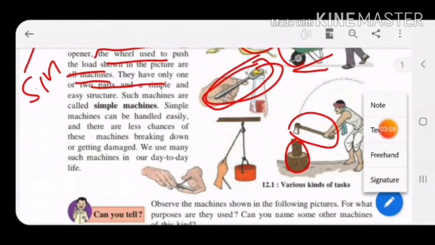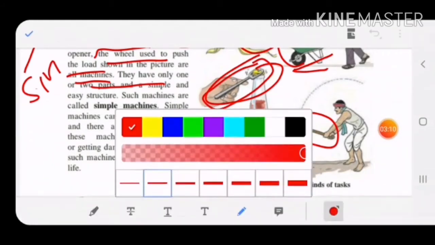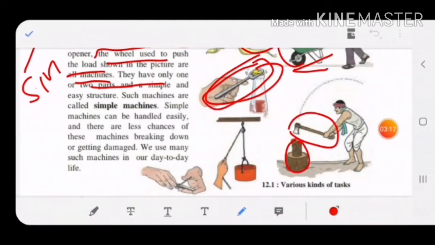Simple machines can be handled easily. Anybody can handle. Yes or no, children? There are less chances of these machines breaking down or getting damaged. Children, if a needle falls down, will the needle get damaged? Will the bottle opener get damaged? No. Yes or no? So these simple machines which anybody can handle easily, even if they fall, hardly any damage or breakage takes place. Such machines are called simple machines.